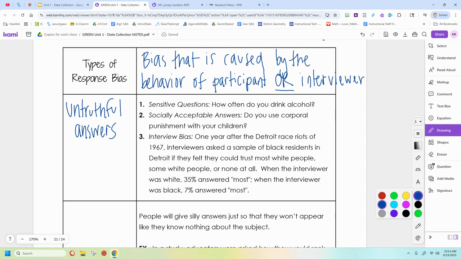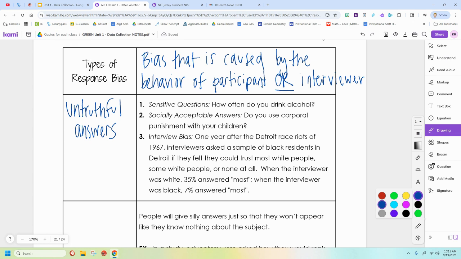So questions might be sensitive, like how often do you drink alcohol? You know, or something about your personal habits that you might not want to share in front of a group, especially, or to a person. That's sometimes why it's nice to take anonymous, fill in the bubble kind of things.